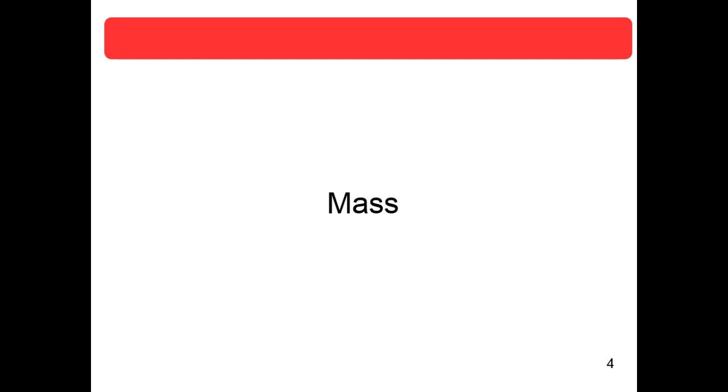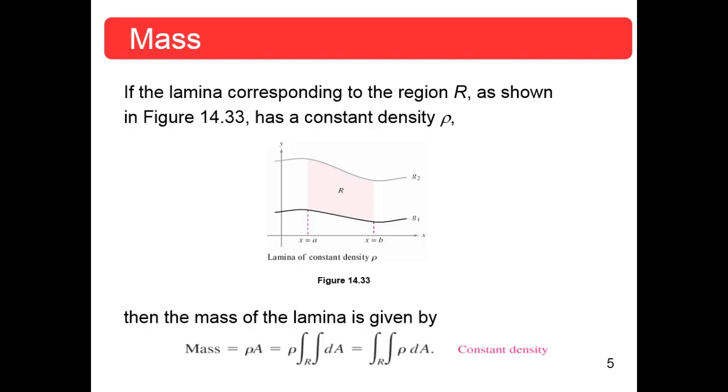Okay? So let's start with the mass part. If the lamina corresponding to a region R, shown in this here, has a constant density rho. And that's what most of the time we think of as do it. Okay? So notice what's happening here. You have a g2 of x up here, g1 of x down here. Those are the bounds. g2 of x is always greater than or equal to g1 of x. Okay? So that's going to be our width, you might say.